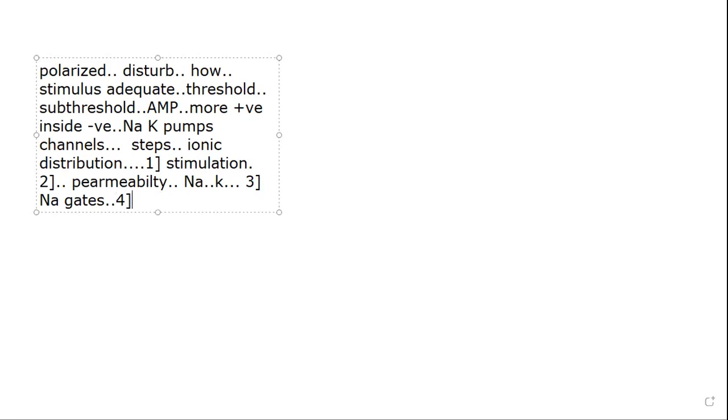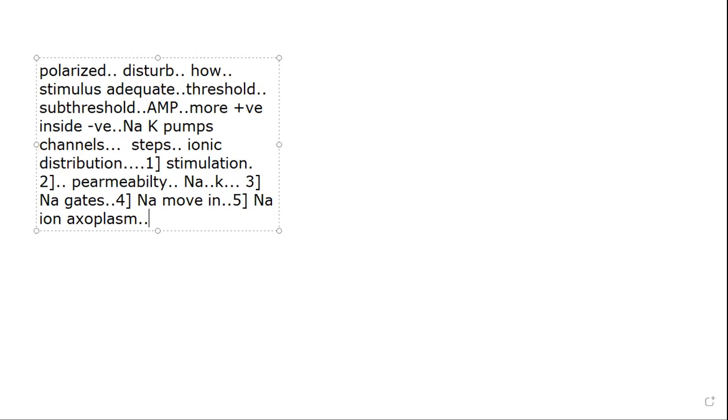Number four, when the sodium gates are opening, more sodium is going to move in. And when more sodium moves in, what happens? The concentration of sodium is going to be more inside the axoplasm. So this is number 5: increase in the sodium ion concentration inside the axoplasm. Why? Because of more movement of the sodium.